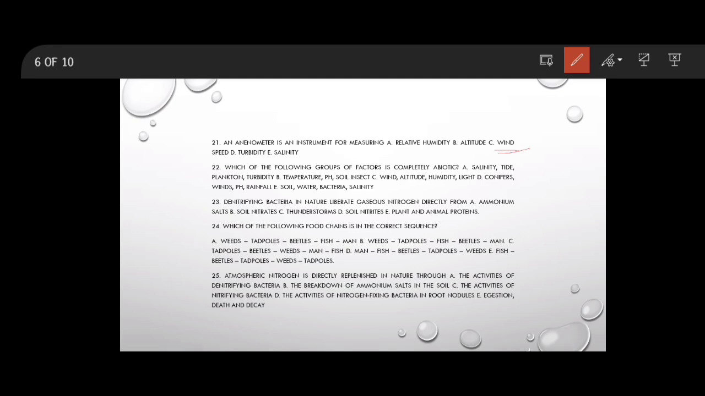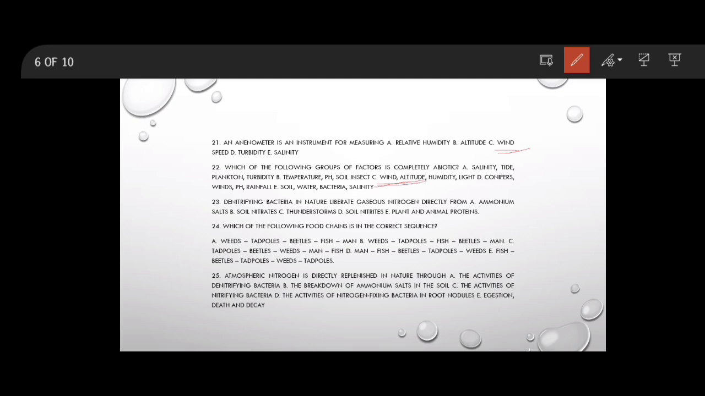Let's take a look at D. Conifers is a living thing under gymnosperms, so it is also wrong. Conifers is a living thing, so option D is also wrong. And the last option there, soil, water, bacteria, is also a living thing. Therefore, it is also wrong. The correct answer will now be our option C, which consists of wind, altitude, humidity, and light.